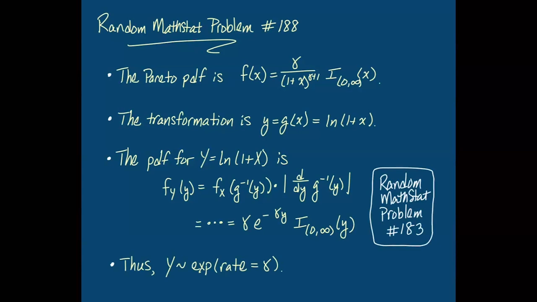Let's move to part B. In part B, we want to find a 100 times 1 minus alpha percent confidence interval for gamma based on the statistic, the sum of the logs of the 1 plus Xi. We are asked to give our answer in terms of chi-squared critical values.